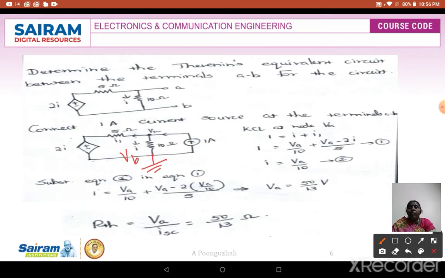Now we are going to substitute the second equation, that is equation 2, in equation 1. Your I is equivalent to VA by 10, because here I is another term there. So I is nothing but VA by 10. Substitute here and simplify it, and you will get the node voltage VA. VA is nothing but the terminal voltage at this point. So in that case, RTH is equal to VA by ISC. ISC is nothing but the current here, 1 amp. So VA by ISC is 50 by 13 divided by 1. So we get RTH equal to 50 by 13 ohms.